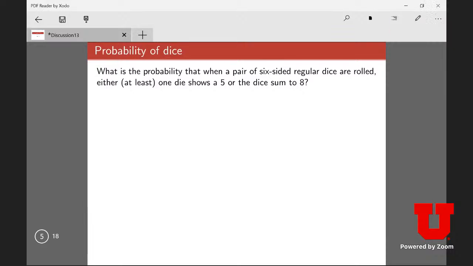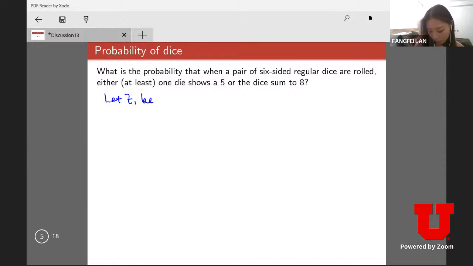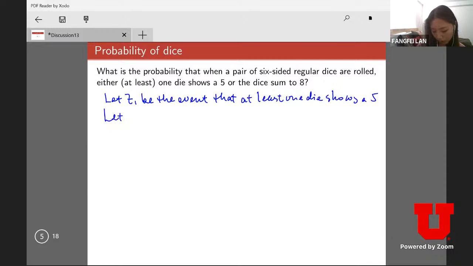The two events are: one die shows a 5. Okay, so let E1 be the event that at least one die shows a 5. Let E2 be the event that the dice sum to 8.